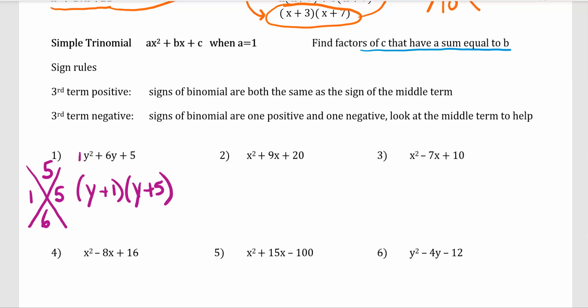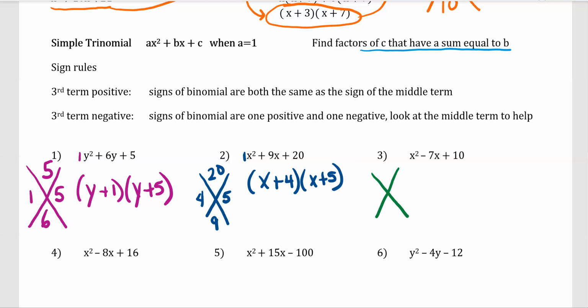Number 2, a is 1. So I need the factors of 20 that add to 9. Factors of 20 are 1 and 20, 2 and 10, 4 and 5. So 4 and 5 will multiply to give me 20, and 4 plus 5 is 9. Because a is equal to 1, I know that this factors into x plus 4 and x plus 5.